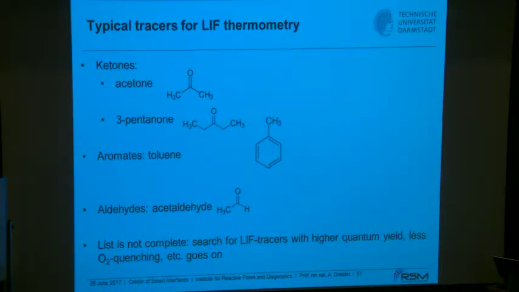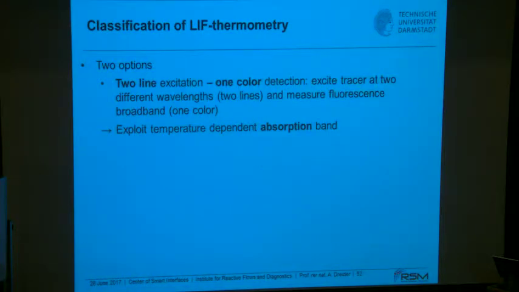The fluorescence yield will decrease, because these collisions with oxygen very often open up a pathway for relaxing the energy without emitting a fluorescence photon. Okay, so instead of going through these different options, I will do it differently, and in a classification show what principal pathways you have in this kind of tracer LIF.